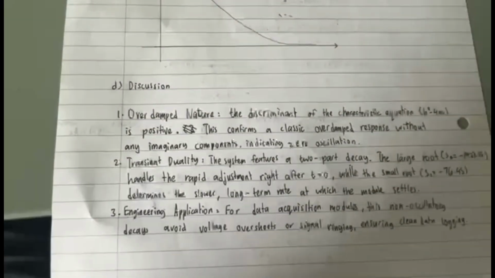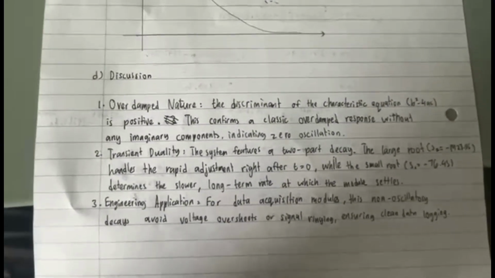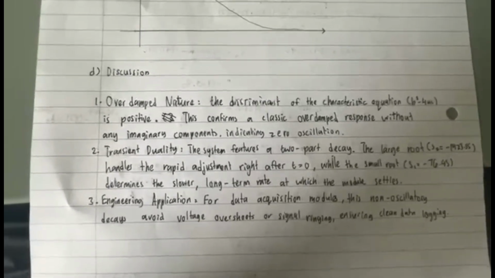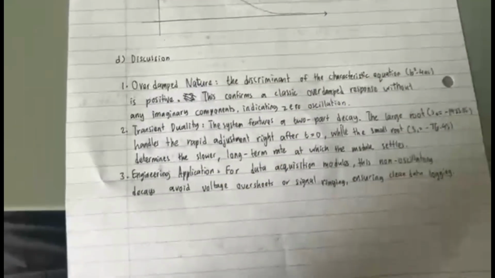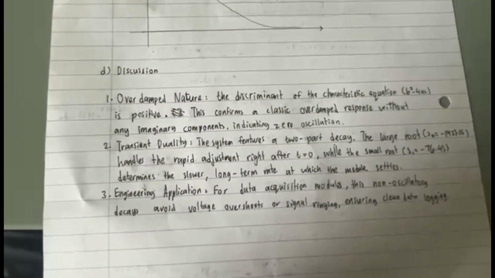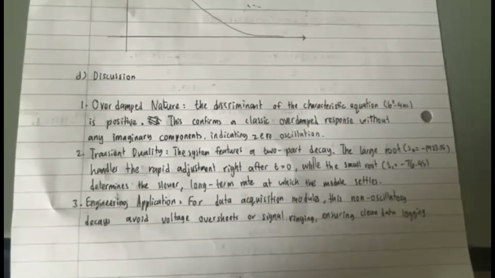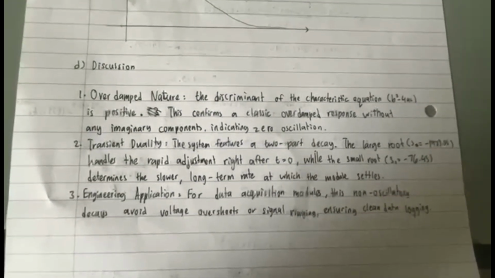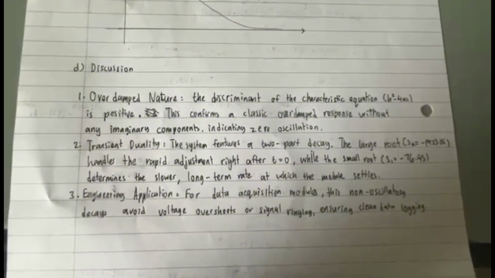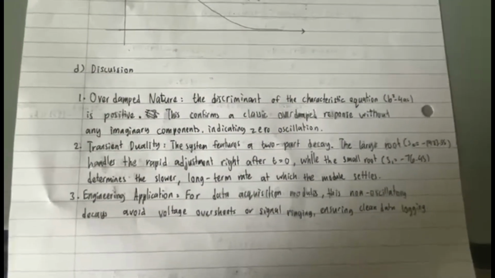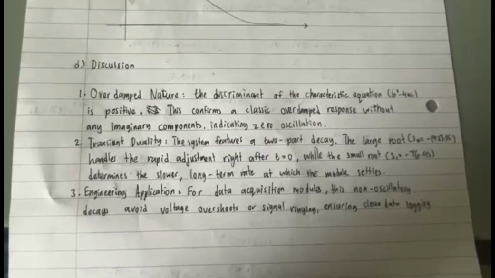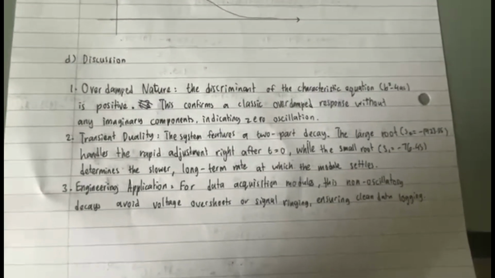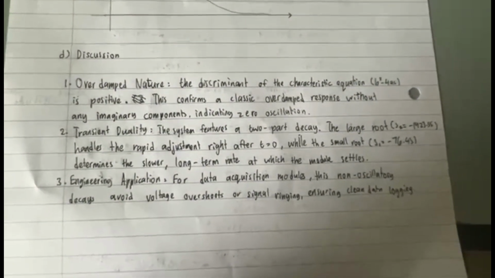For discussion, we have three points. First, the nature of the response: the discriminant of the characteristic equation is positive, which confirms the response is over-damped, without any imaginary component, indicating zero oscillation. Second, the transient behavior: the system features a two-part decay. The large root handles the rapid adjustment right after t equal to 0, while the small root determines the slower long-term rate at which the module settles. For the engineering component, for data acquisition modules, this non-oscillating decay avoids voltage overshoot or signal ringing, ensuring clean data logging.